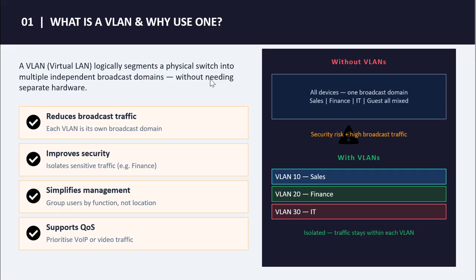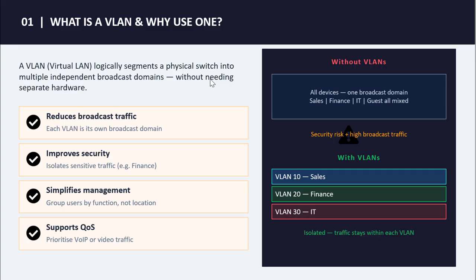So what's a VLAN? VLAN stands for Virtual Local Area Network. It lets you logically segment a single physical switch into multiple independent networks without needing separate physical hardware for each one. Think about a company with one big Cisco switch. Without VLANs, every single device on that switch, whether from the sales department, finance department, IT, or guest Wi-Fi, all sit in the same broadcast domain. That means every broadcast packet gets sent to every device. It's noisy, it's inefficient, and it's a security nightmare.